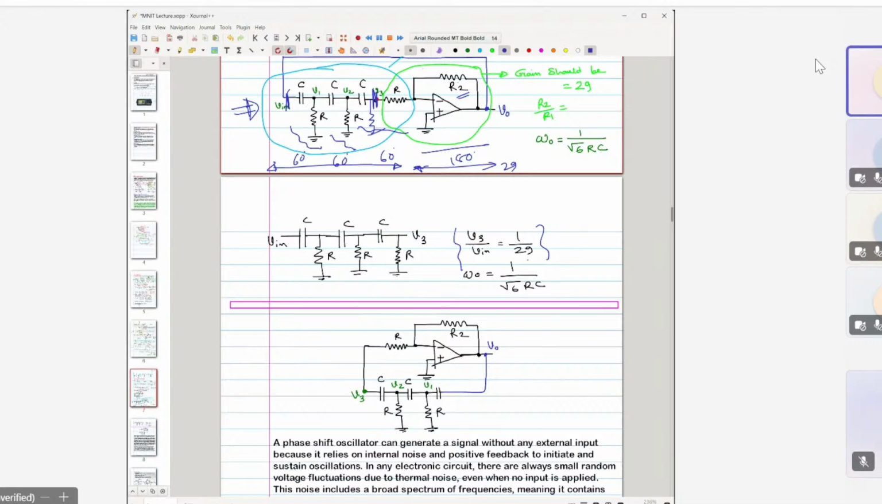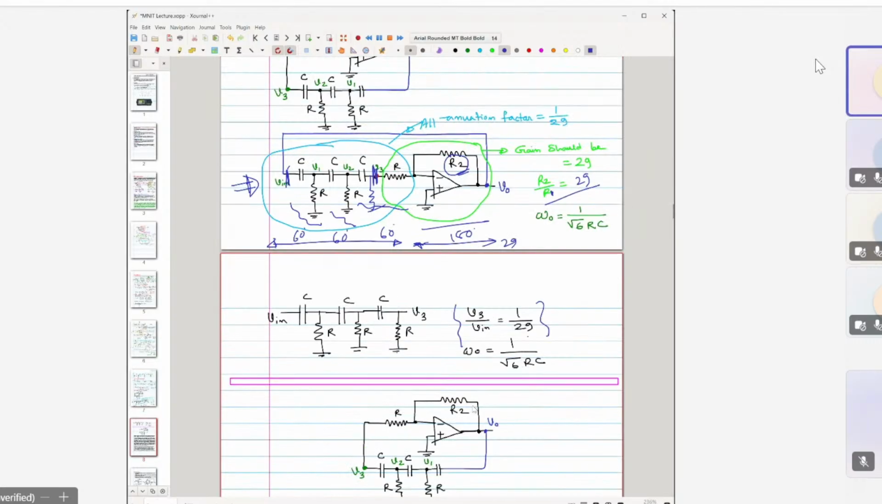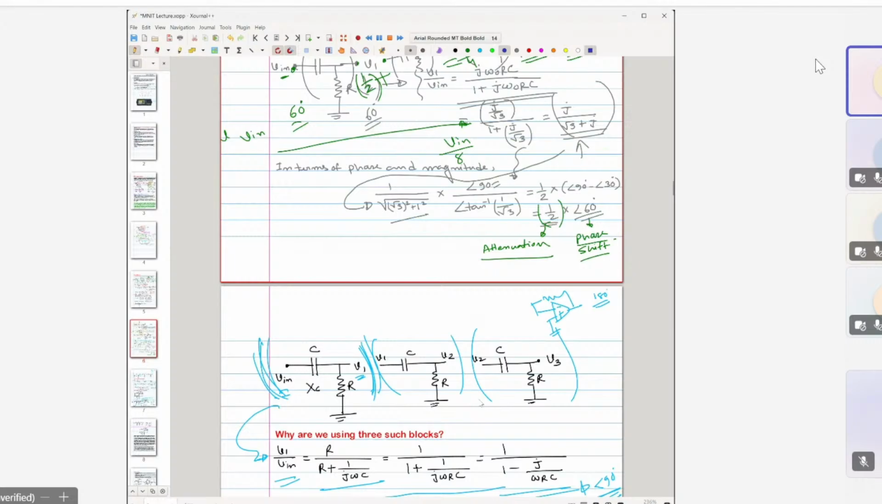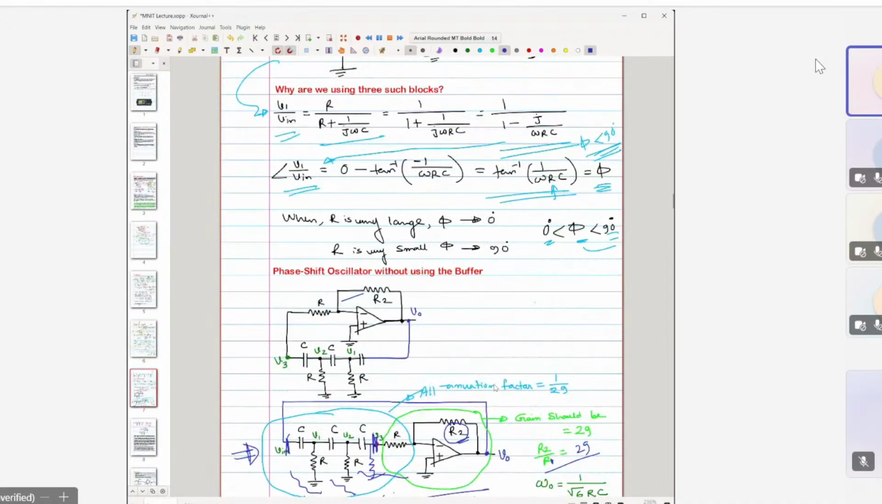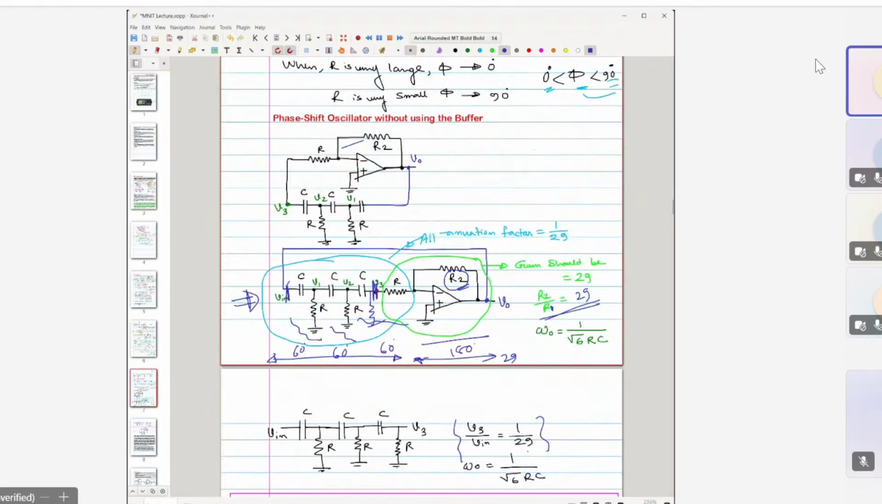Then we have to choose R2, and this time it is different. Here R2 by R would now be equal to 29. Earlier we have seen it was how much? Sorry, it was 8, right? Here we have seen this is 8, the relation between R2 and R. But now this relation would change. That relation would become R2 by R equal to 29.